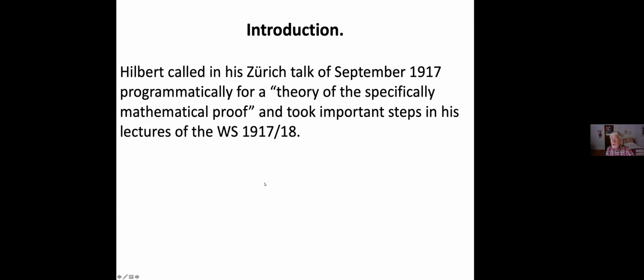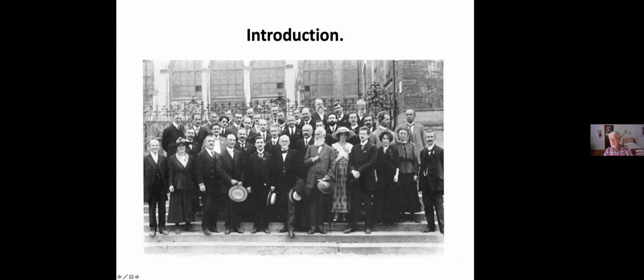Indeed, Hilbert called in his Zurich talk of September 1917 programmatically for a theory of the specifically mathematical proof, and took important steps in his lectures of the following winter term in 1917-1918. And here, just to amuse you, perhaps, is a picture of the assembled Swiss and German mathematicians at this meeting in Zurich in September of 1917. You see Hilbert in the middle. Somewhere in the back is Paul Bernays, and three down on the right of Hilbert is Hermann Weyl.